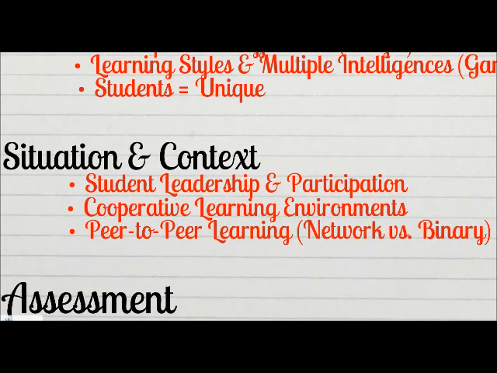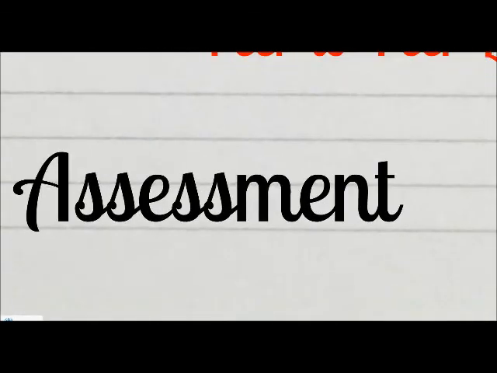The fifth area is situation and context. For example, students are taking leadership; they are defining what their assessment should be and participating in it. They're working in peer-to-peer learning networks, where they're going horizontally as well as vertically with a teacher, and not simply a binary relationship. And finally, assessment, that we're keeping track of what is being done in education.